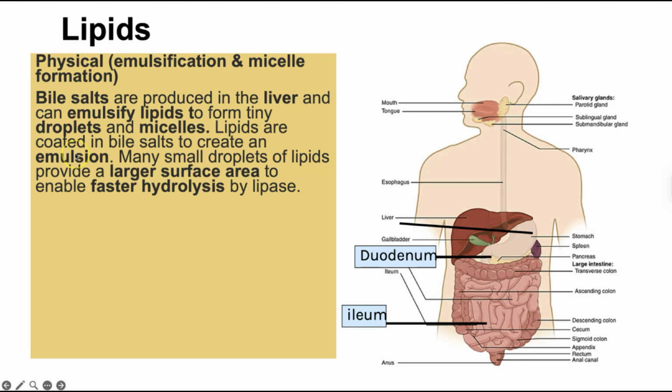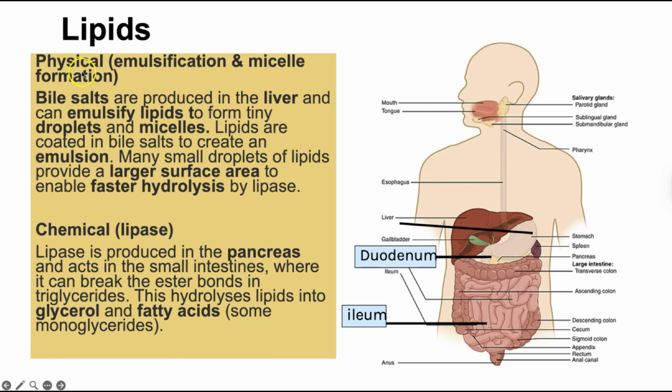So this can be split down into the concept of physical and chemical digestion. The physical digestion is this emulsification. So the bile salts produced by the liver emulsify the lipids, meaning splitting it up into smaller droplets, but no chemical bonds are broken. So it's not chemical digestion, it's just splitting it up into smaller droplets so that there's faster hydrolysis by lipase. Chemical digestion is when bonds are broken, and lipase hydrolyzes the ester bonds so that we get glycerol, fatty acids, and monoglycerides. A monoglyceride is the glycerol molecule with one fatty acid still attached.